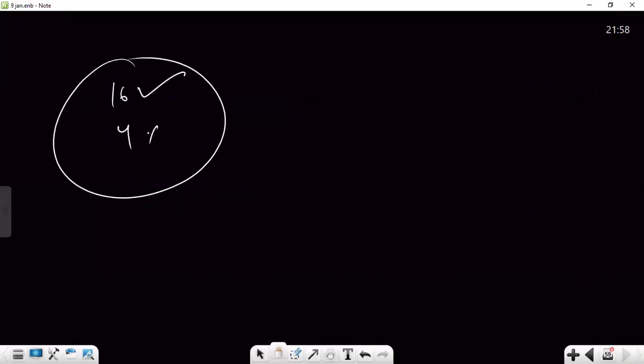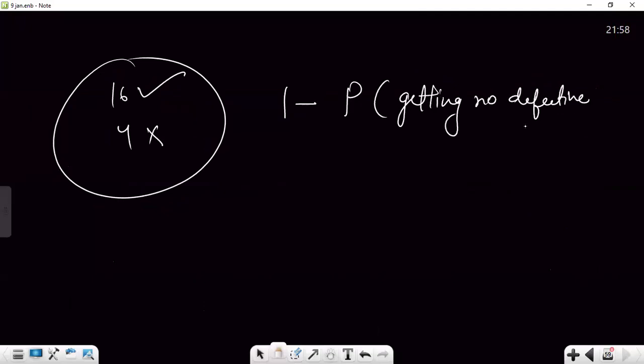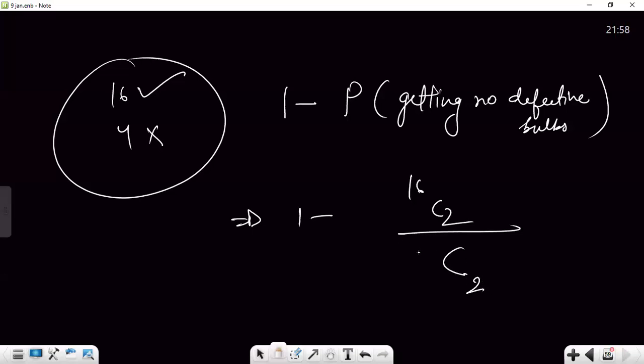16 okay bulbs, 4 not okay bulbs: 1 minus the probability of getting all okay bulbs, no defective bulbs. If there are no defective bulbs, then what is our desirable choice? 16. Yes, we have to select our 2 bulbs out of 16. And the total number of cases is to select 2 bulbs out of all bulbs. Now let's solve it. 16C2 is 16 factorial divided by 14 factorial into 2 factorial. 20C2 means 20 factorial divided by 18 factorial into 2 factorial.